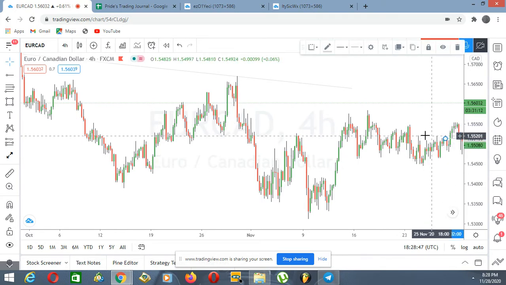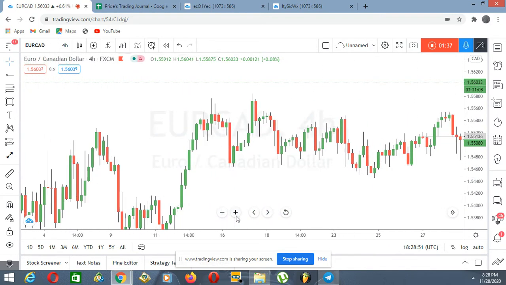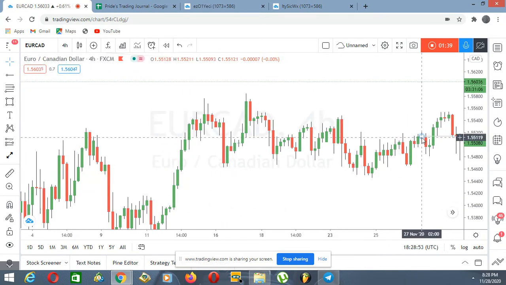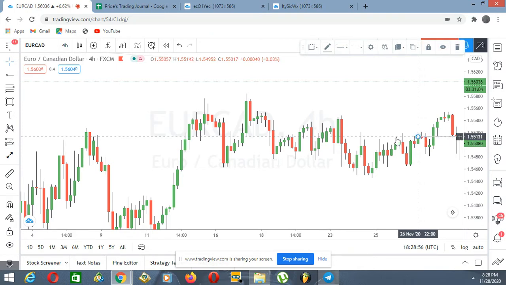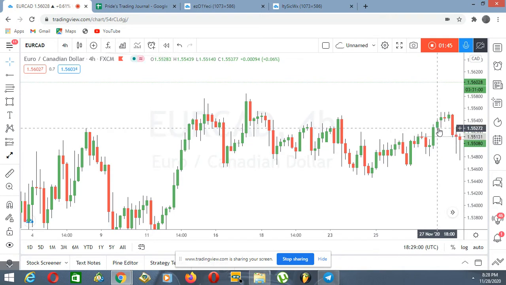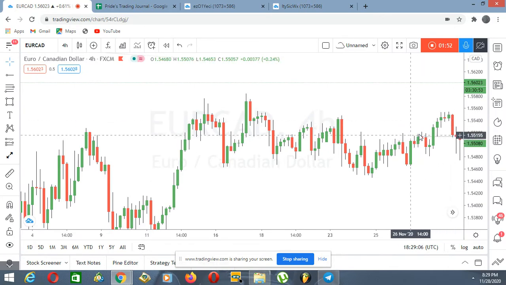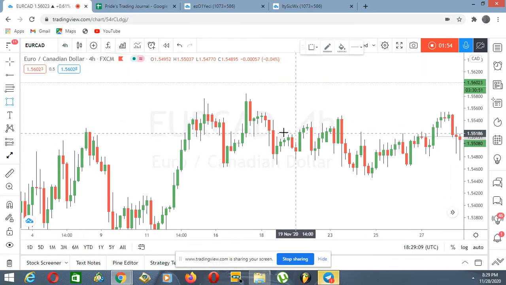Let me zoom in on that, so if you're watching this on your phone, you can really see what I'm talking about. This was a level of resistance that was established. And look at this green bullish candle. This zone was actually broken to the upside. And now I'm waiting for price to come back and test that zone.